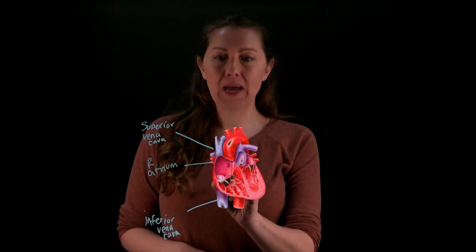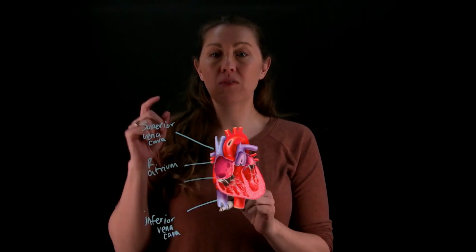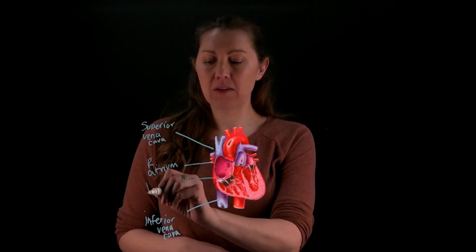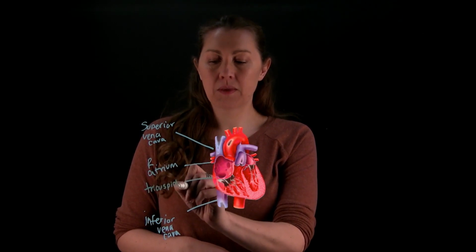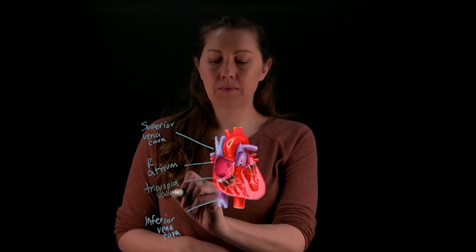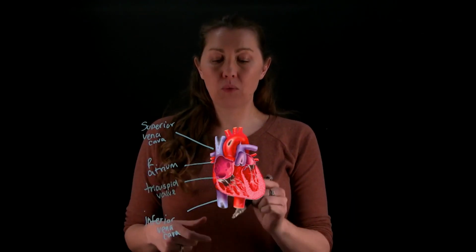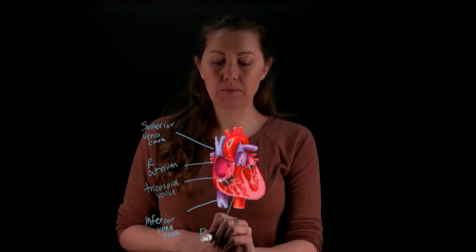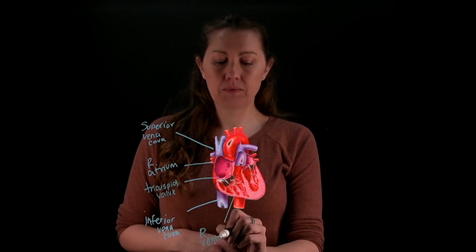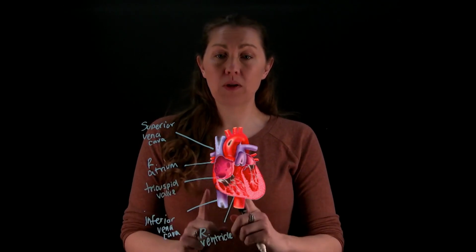Then you have a doorway between the atrium and the pump. That doorway, if you're going through the right side, is going to be your tricuspid. And it's a tricuspid valve. You don't want blood to go backwards. So when this big pump right here, which is going to be your right ventricle, when that big pump contracts, it's going to push blood up.